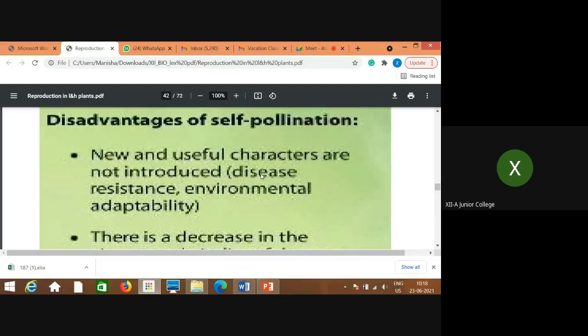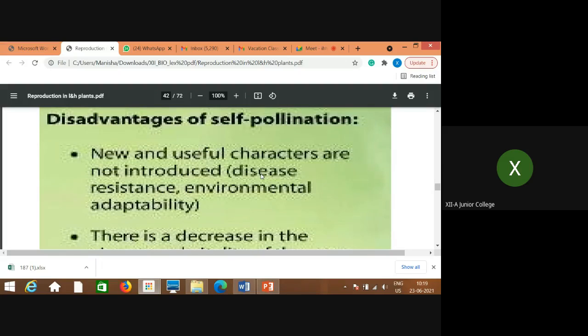Now, at the same time, we have to consider the disadvantages of self pollination also. What are these? The first and most important disadvantage is that new and useful characters are not introduced, like disease resistance capacity or environmental adaptability, and in some cases vigor also. Such important and useful new characters cannot be introduced if it is pure form. That is the first disadvantage which you should always remember for self pollination.